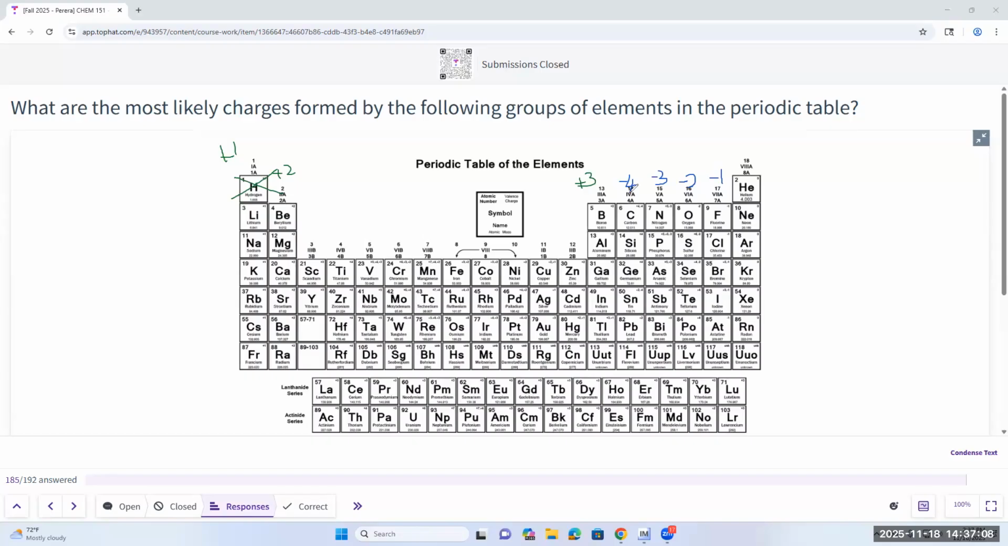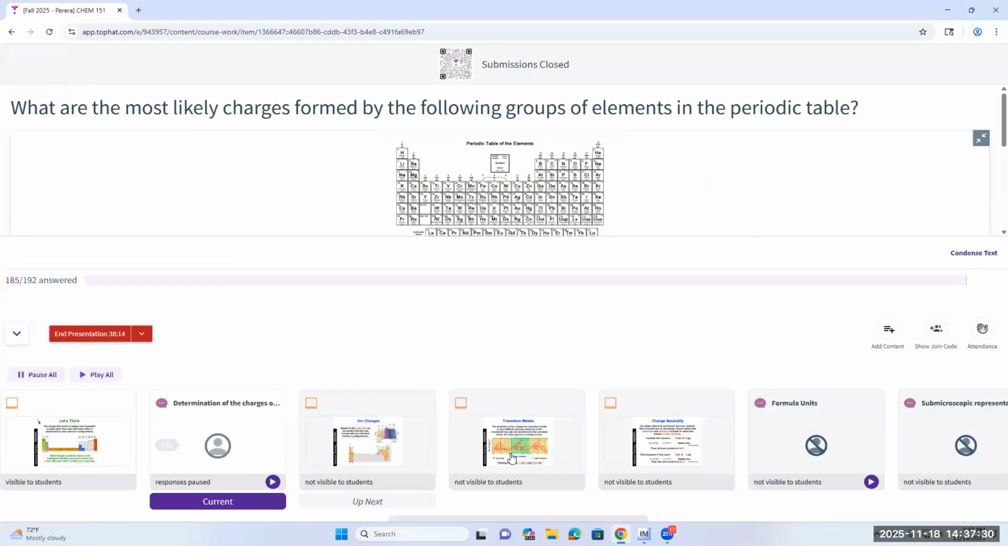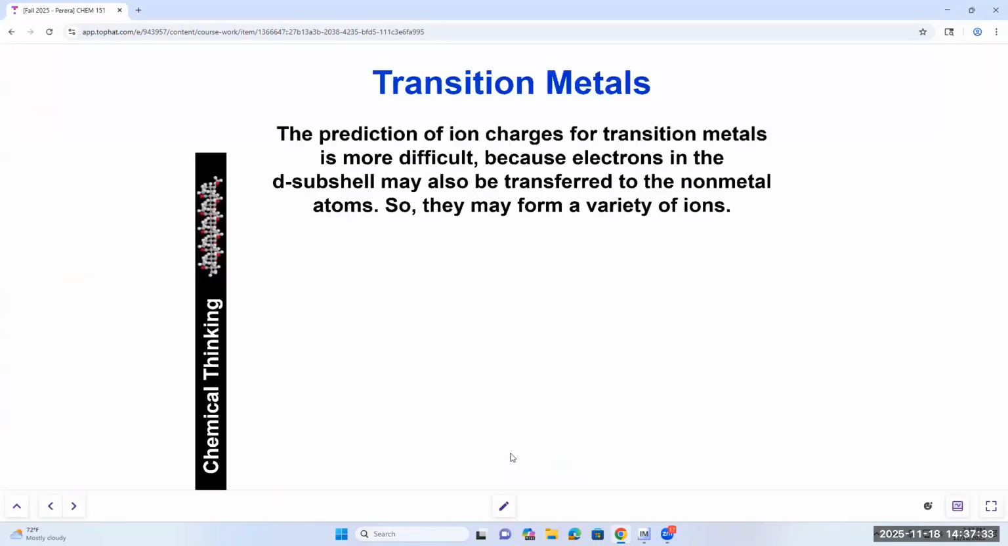Okay. Now here's the thing, though. I said any element, and you believed me. What about these guys? Any element includes these transition metals too, right? I conveniently skipped them, and you were okay with it, right? What about these guys? Now, here's the thing. When it comes to transition metals, the charges they can produce in an ionic compound is, I don't know the correct word for this. It's ridiculous. I'm serious.